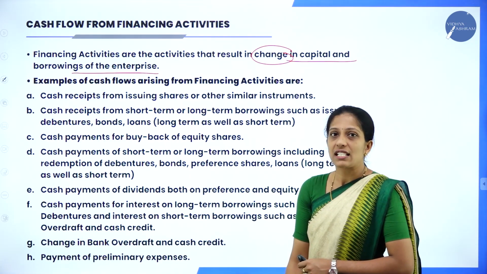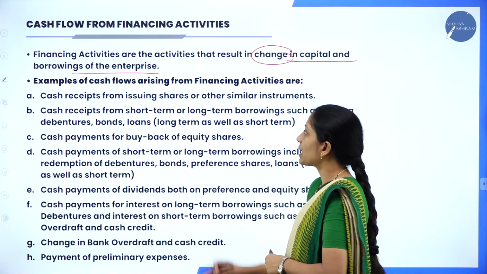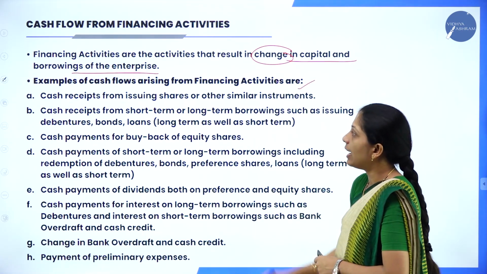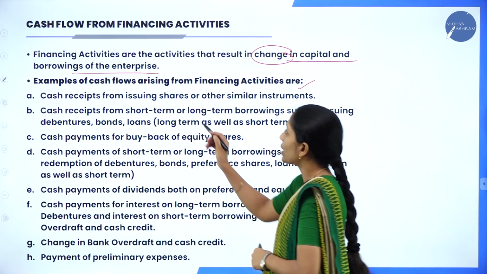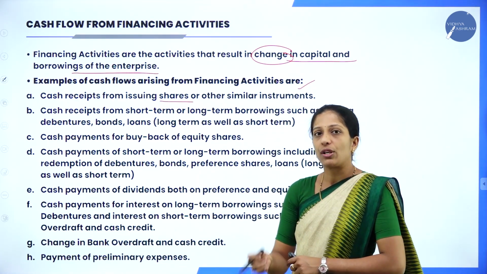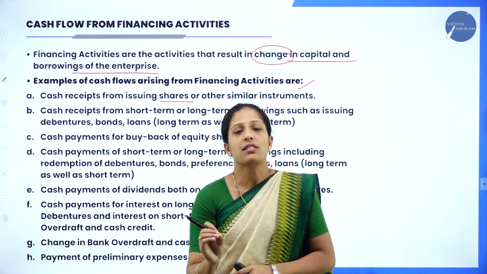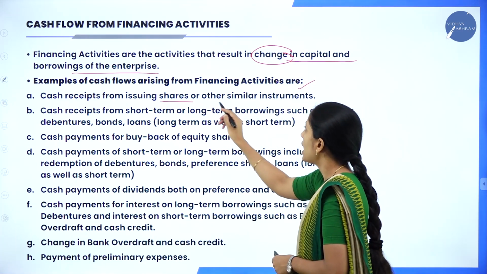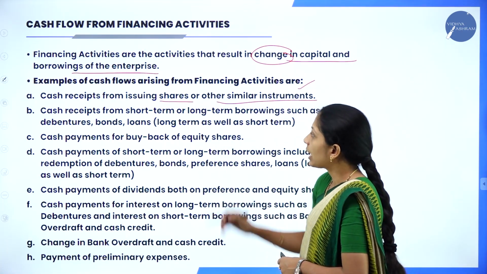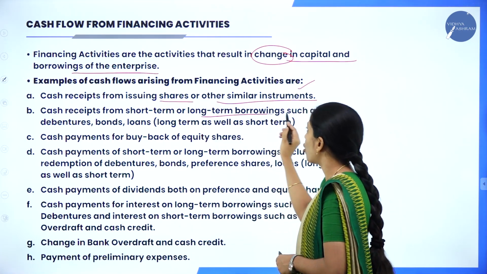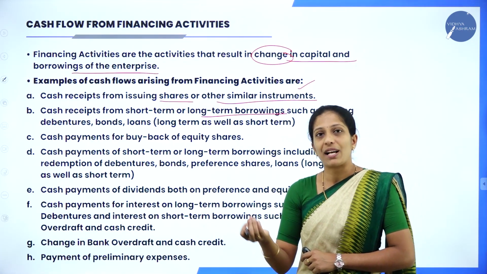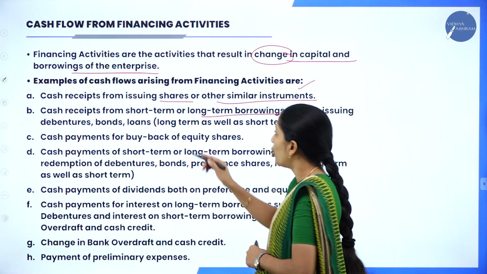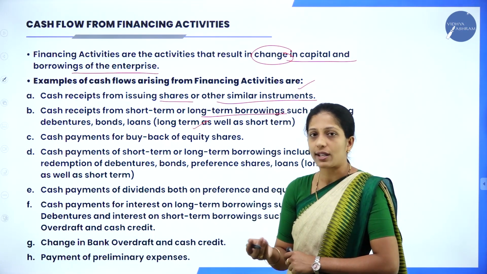Now let us see few of the examples for cash flow from financing activities. So examples of cash flow arising from financing activities are: cash receipts from issuing shares. So normally I have told you, when you hear the word finance, the first thing that comes to your mind is your shares. Okay, so cash receipts from issuing of shares and other similar instruments. Cash receipts from short-term as well as long-term borrowings. So a company might borrow from the outsiders, such as issuing of debentures, bonds, loans. So it may be long-term as well as short-term loans.